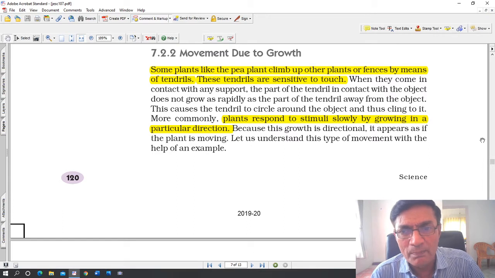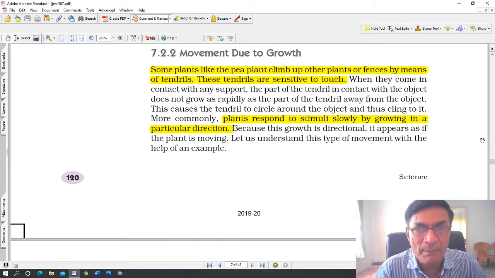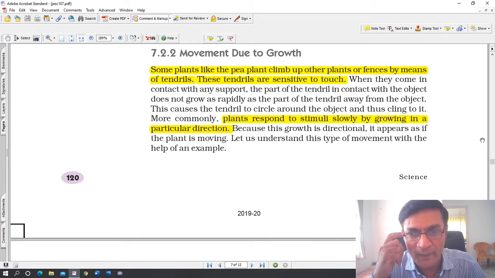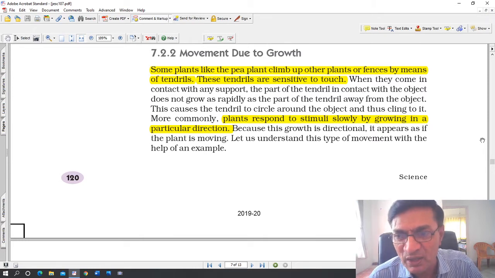More commonly, plants respond to stimuli slowly by growing in a particular direction. Okay, of course, in the case of plants, the growth is always slow. It takes a few days for the seeds to germinate. It takes several weeks for the saplings to grow into a bush or a shrub. Because this growth is directional, it appears as if the plant is moving.